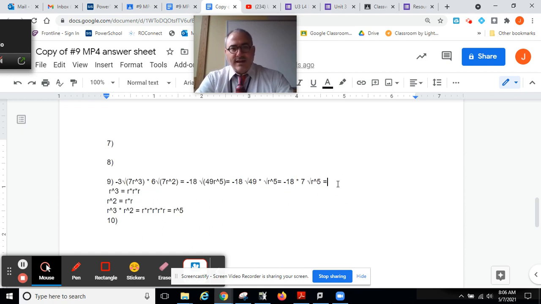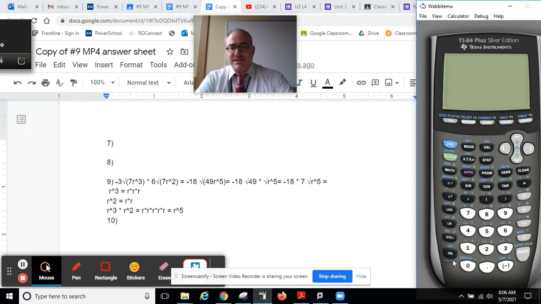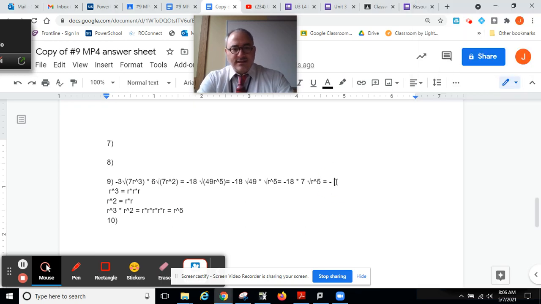Well, I can begin to just simplify this part, right? That's just a math thing. Negative 18 times 7, I can multiply those things together fairly easy. Negative 18 times 7 is negative 126, right? Negative 126, okay? And it's still times that annoying radical r to the fifth here.